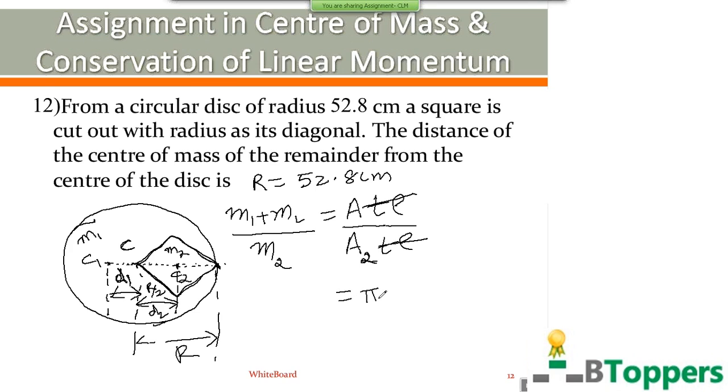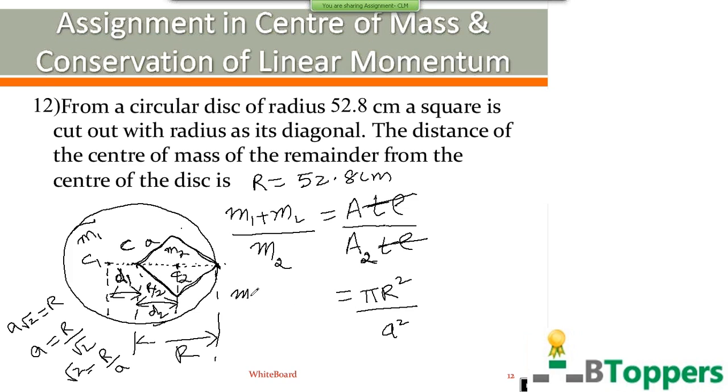Area of the original circular disk is equal to pi into R square. Area of the square piece which is cut out is equal to half of the square of the diagonal, or the square of the side of each edge. Let small a denote the length of each edge of the square piece. So the length of the diagonal of the square piece is equal to root 2 times the length of each edge. That is equal to R here. So a can be written as R by root 2, or you can write R by a equal to root 2.